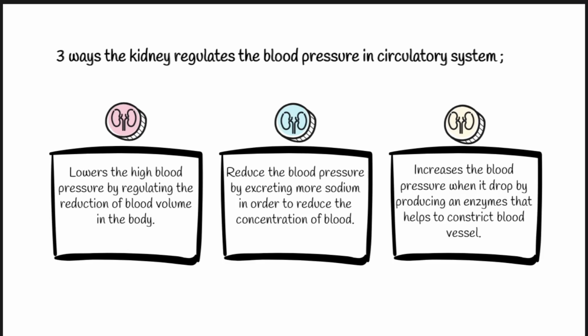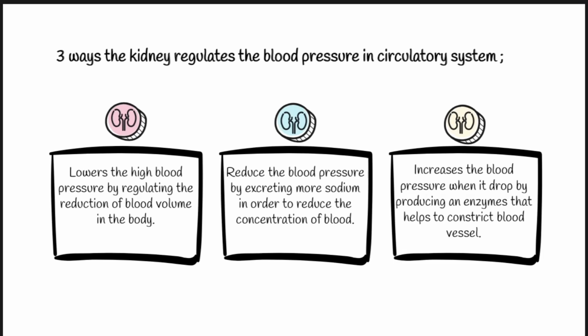So, in this slide, I will explain three ways the kidney regulates the blood pressure in the circulatory system. So first, to lower the high blood pressure, the kidney regulates the reduction of blood volume in the body. This regulating process will take place when the water reabsorption in the kidney is reduced. Next, the kidney also reduces the blood pressure by excreting more sodium. This is in order to reduce the concentration of blood.